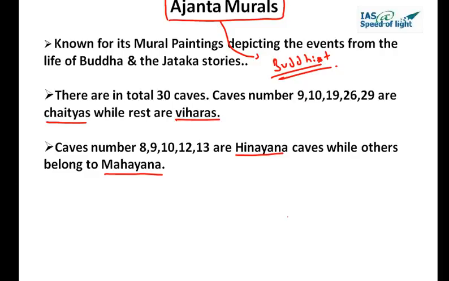You need not remember these cave numbers like this. But there are a total of 30 caves, and certain caves are Viharas, certain are Chaityas, and certain belong to the Hinayana period. Hinayana means no Buddha image, while in Mahayana you will find the images of Buddha.